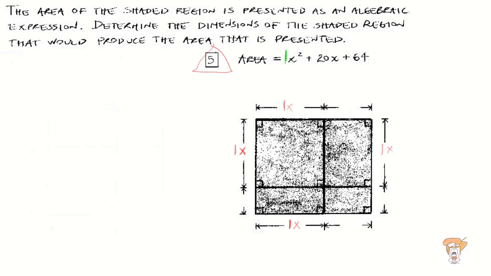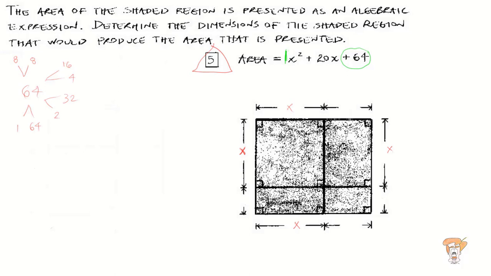Rather than include a 1 for each of those coefficients, typically we leave it as just x, and it's assumed that the coefficient is 1. The next thing that should be noticed about this algebraic expression is that this constant term, meaning it doesn't have a variable as part of the term, is a positive 64. That indicates to us that some part of the shaded region has an area of 64. What we should do is look at the factors of 64.